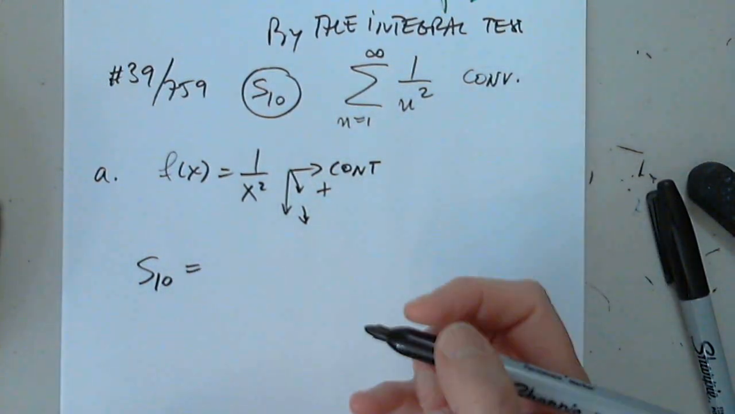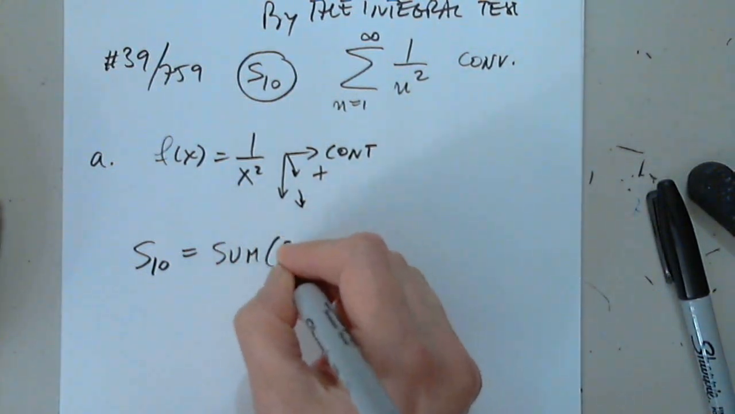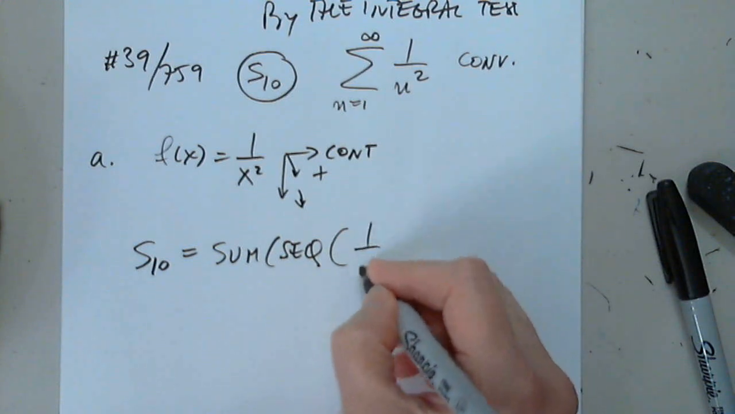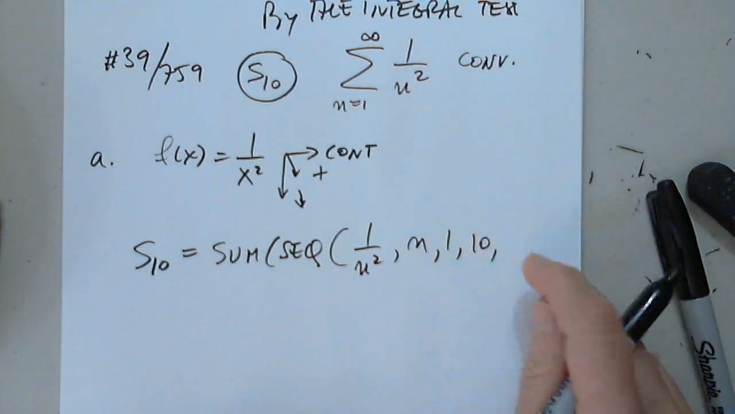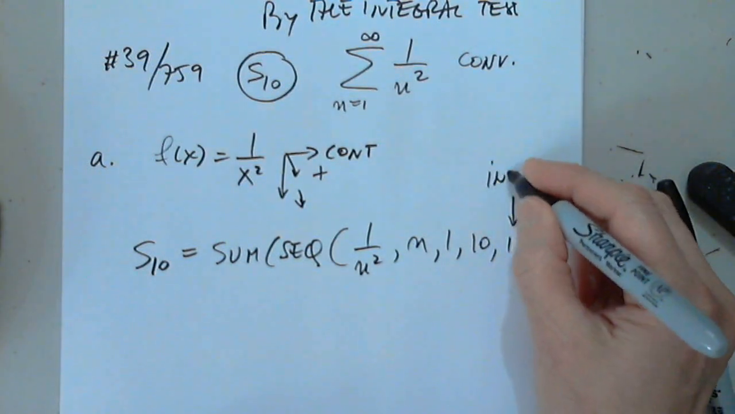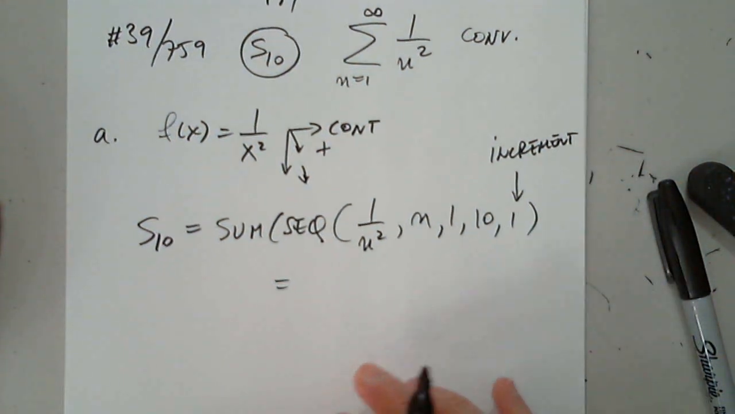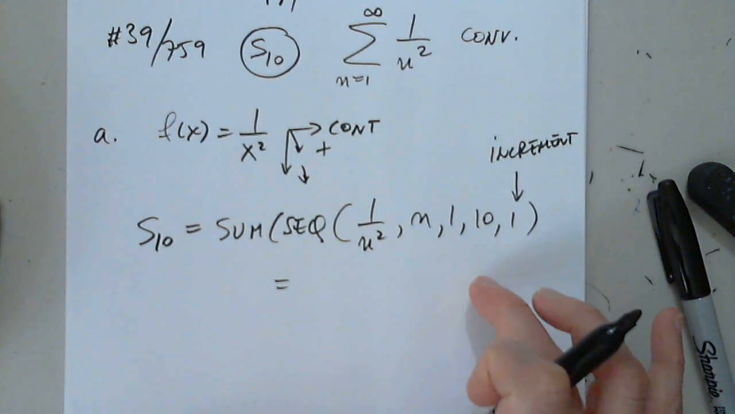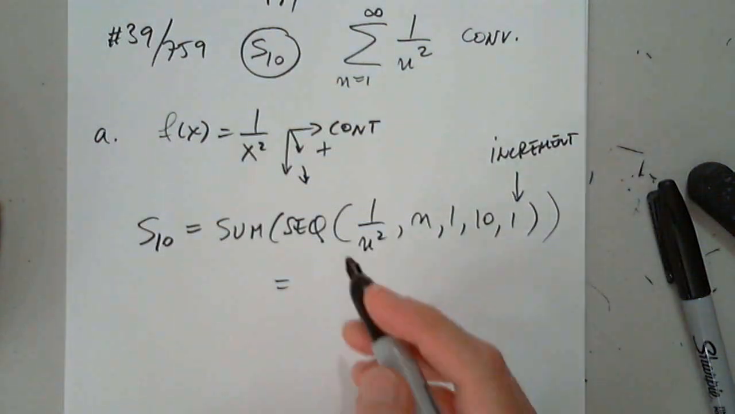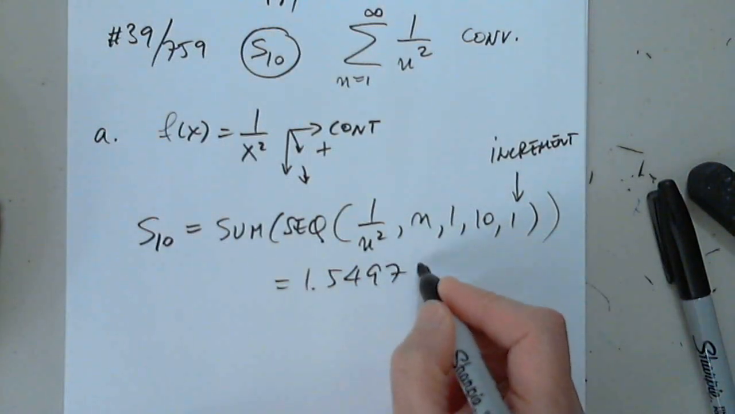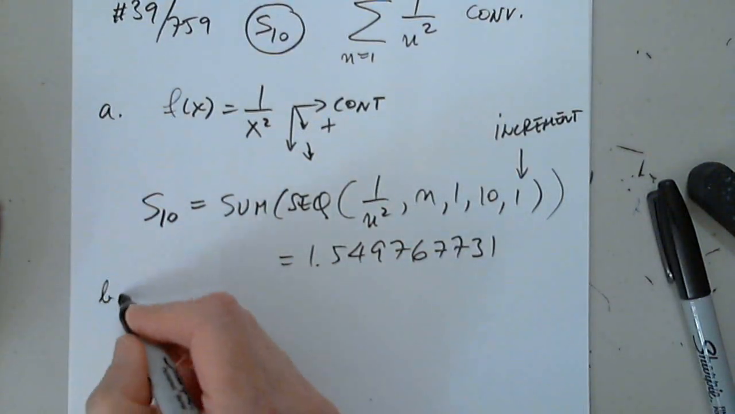Here's the syntax for the sum of the sequence: sum sequence, it's 1 over n squared. N is the variable. We start at 1, we end at 10, and 1 is the increment. When I calculated this, please watch the video in the previous section on how to use the graphing calculator to determine this. I have 1.549767731. There is no need for all these decimals, but I just copied them down for you.